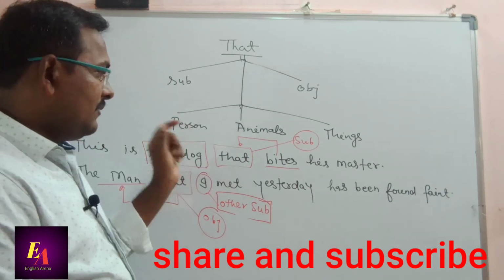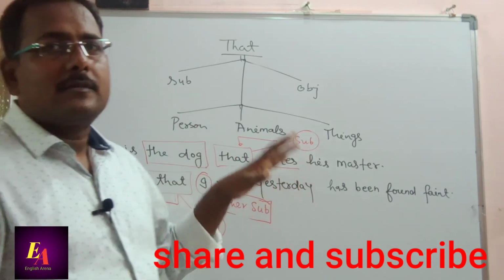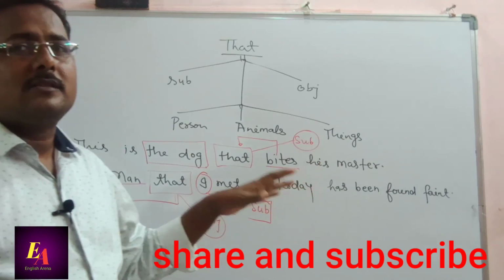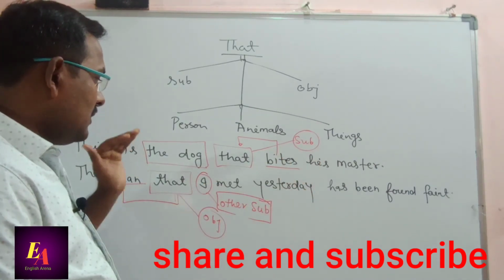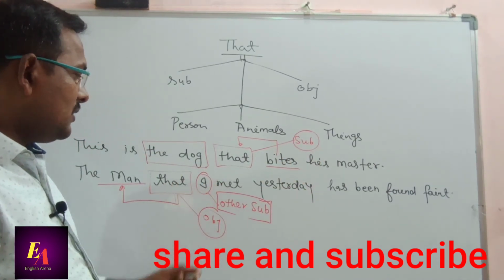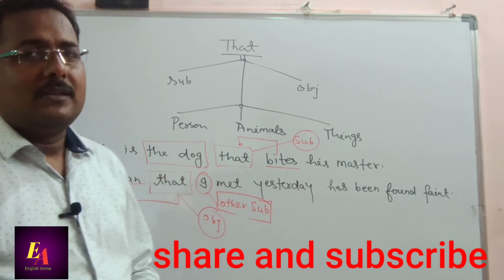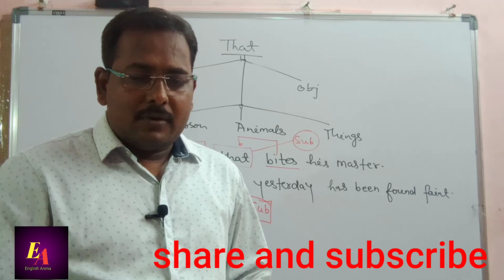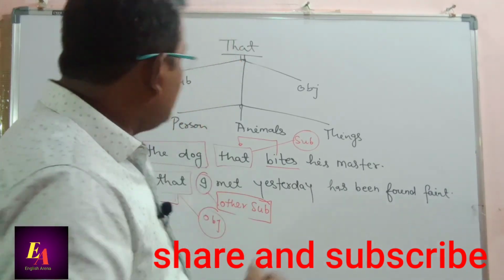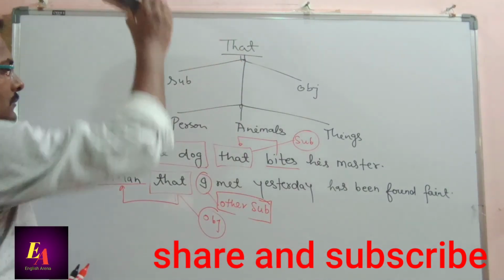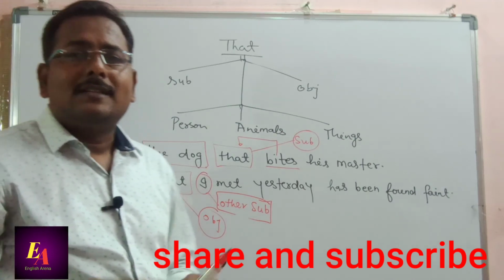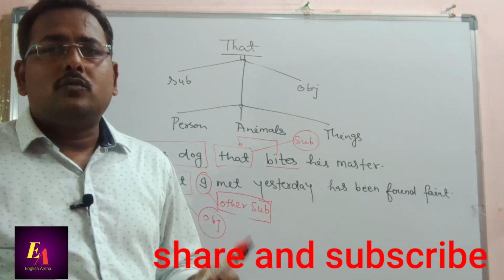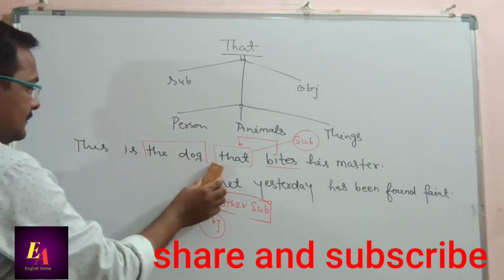It means in the first sentence that comes in place of the subject and it is working as a subjective case, but in the second sentence that comes in place of the object and it is in the objective case. Friends, let's see some more rules about that, where we can use that.